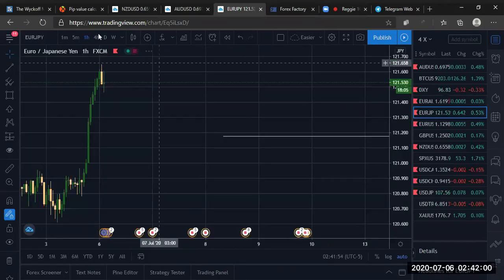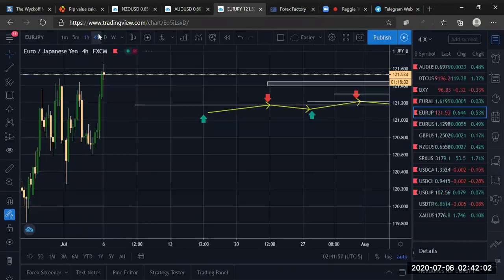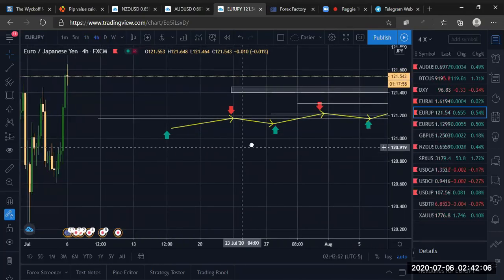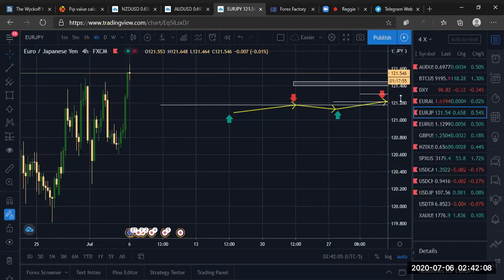EJ, I don't got nothing for EJ. For EJ, I got this little market structure thing that I gotta go over, but I'm gonna make a video on that later on. I don't have to worry about EJ.